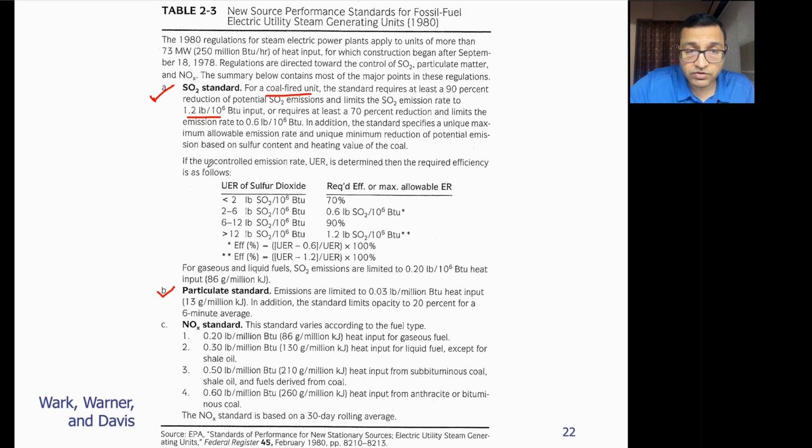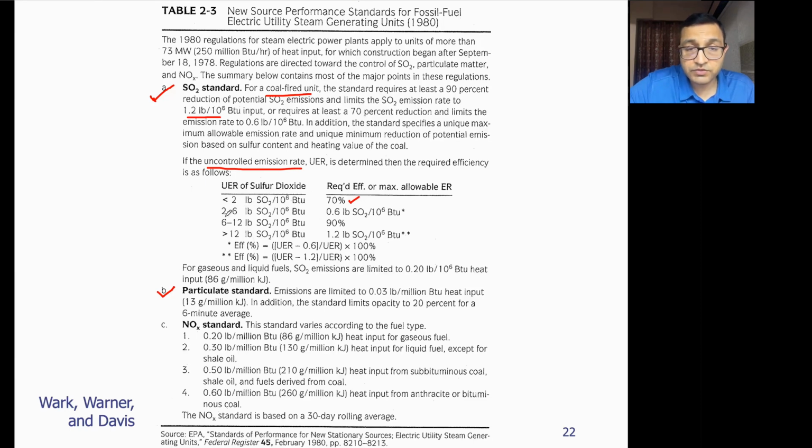It says uncontrolled emission rate, meaning how much you're emitting without any control technology installed, that's called the UER. So if your UER, or uncontrolled emission rate, is less than 2 pounds of sulfur dioxide per million BTUs of coal, then you need 70% efficiency. So you need to compute that: you can emit only 30% of that, you need to remove 70%.